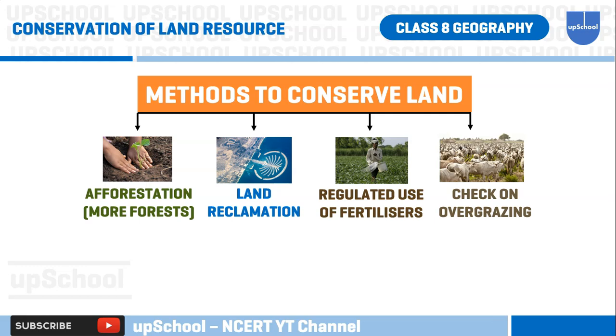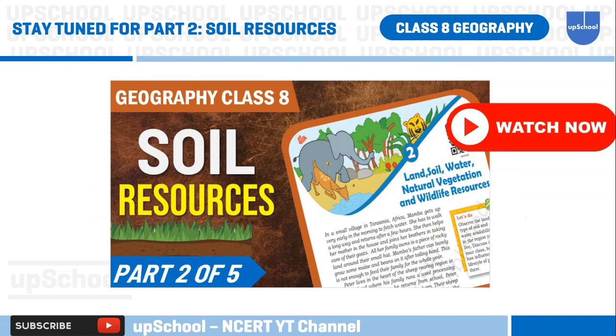And we should have a check on overgrazing, because if more land is used for overgrazing or more cattle, then that's just a waste of land, and it's also an increase in methane and climate change.